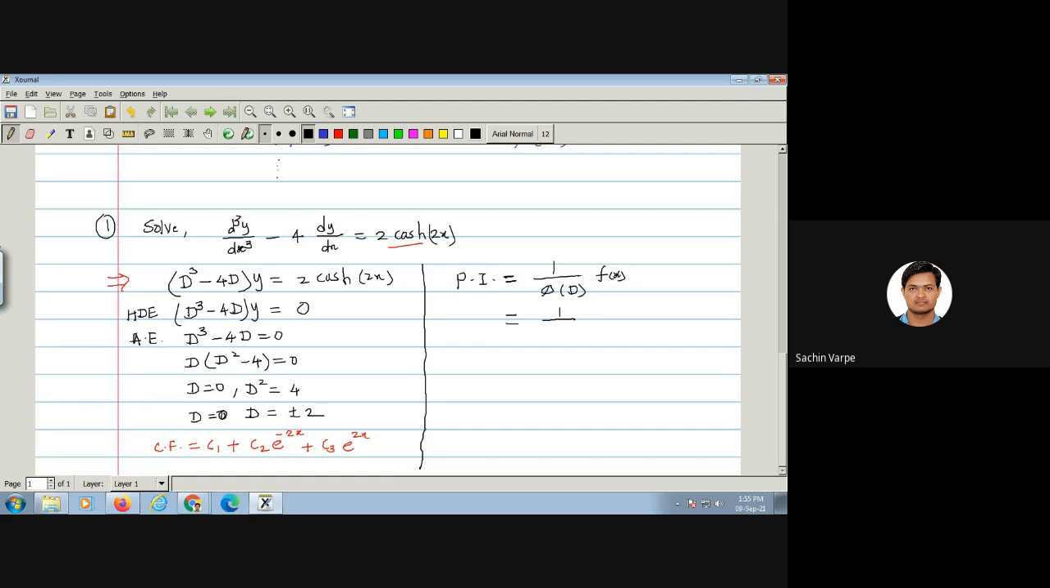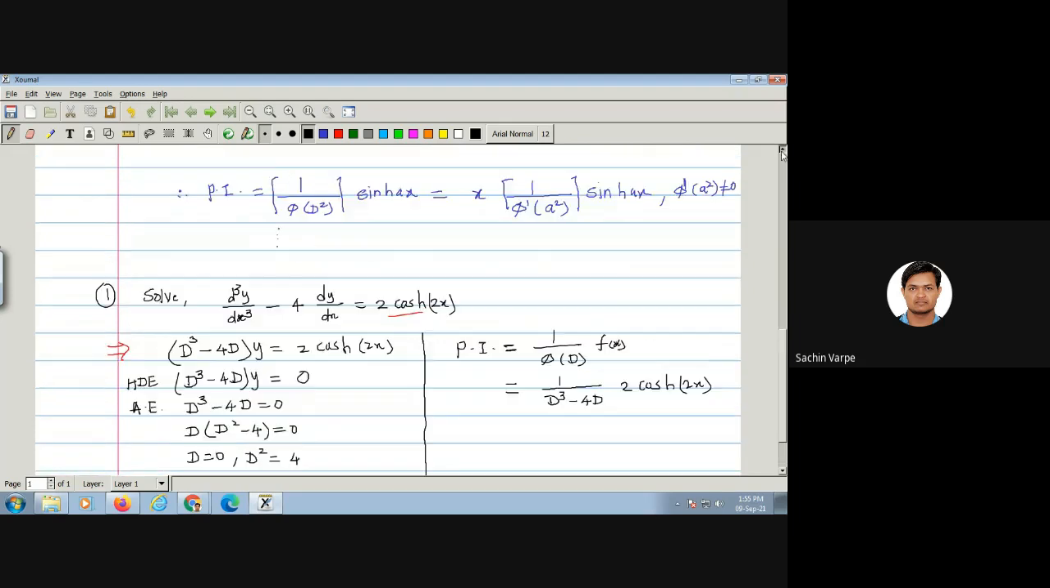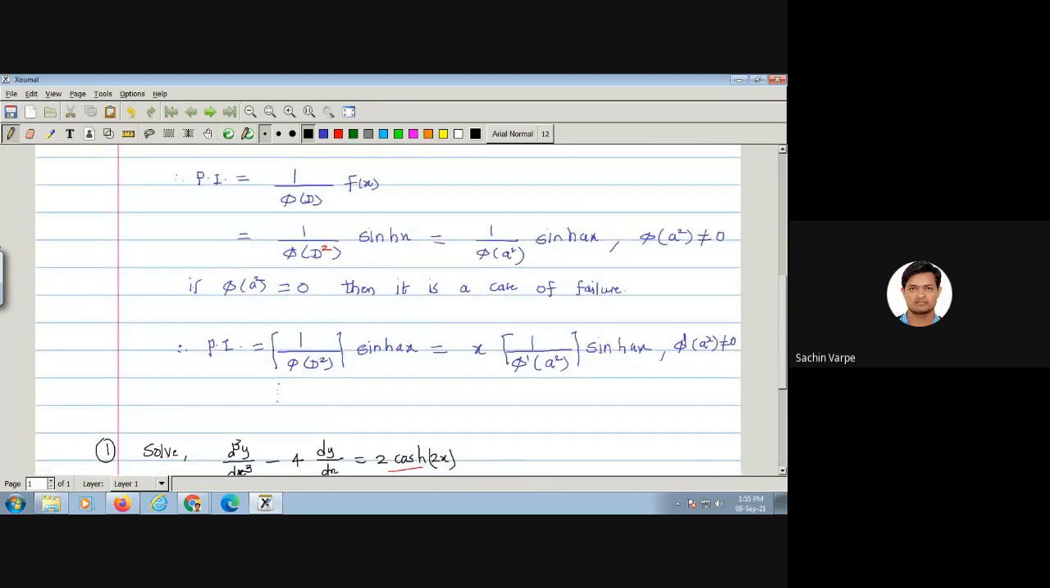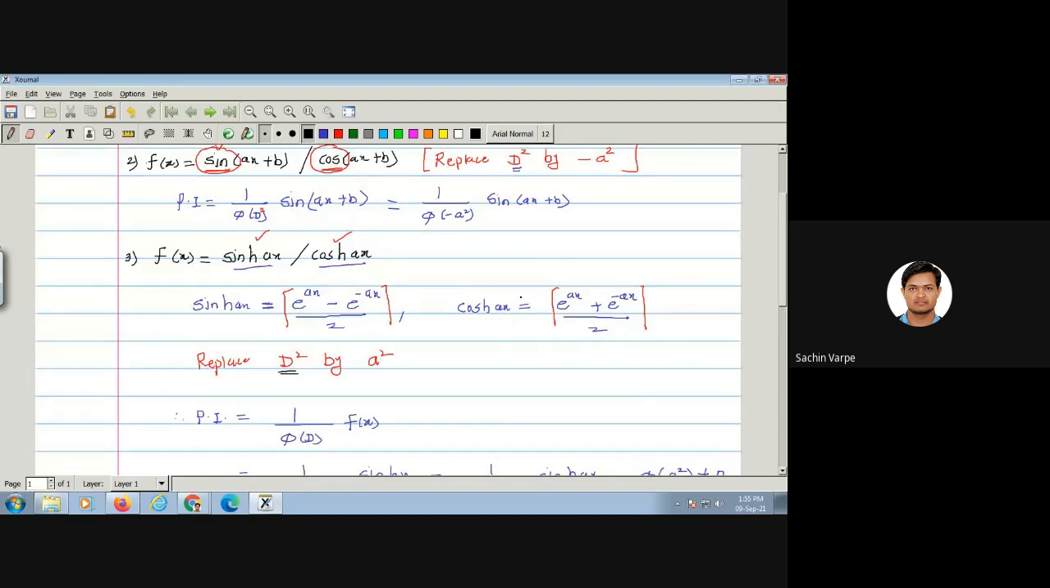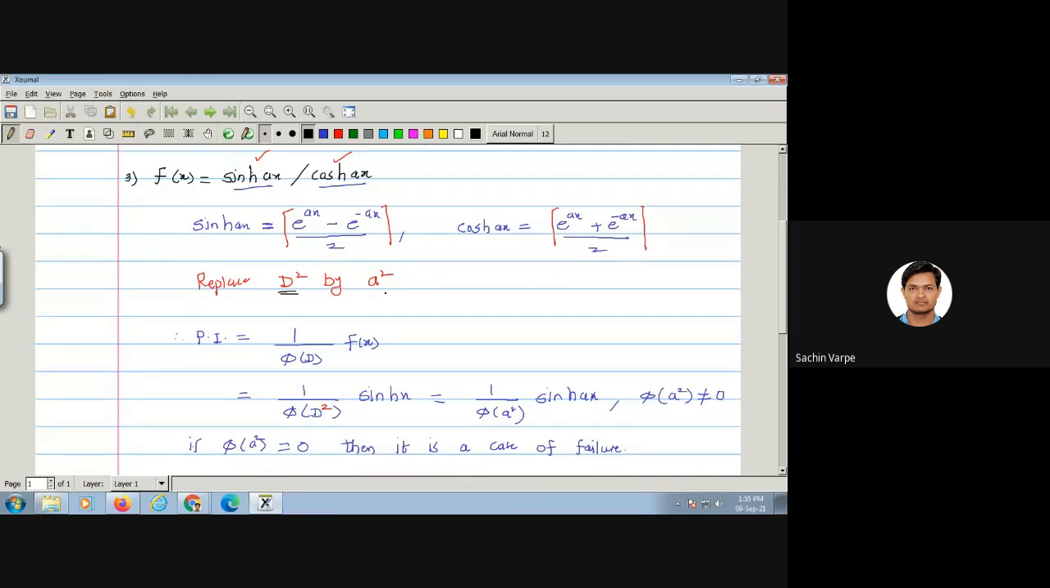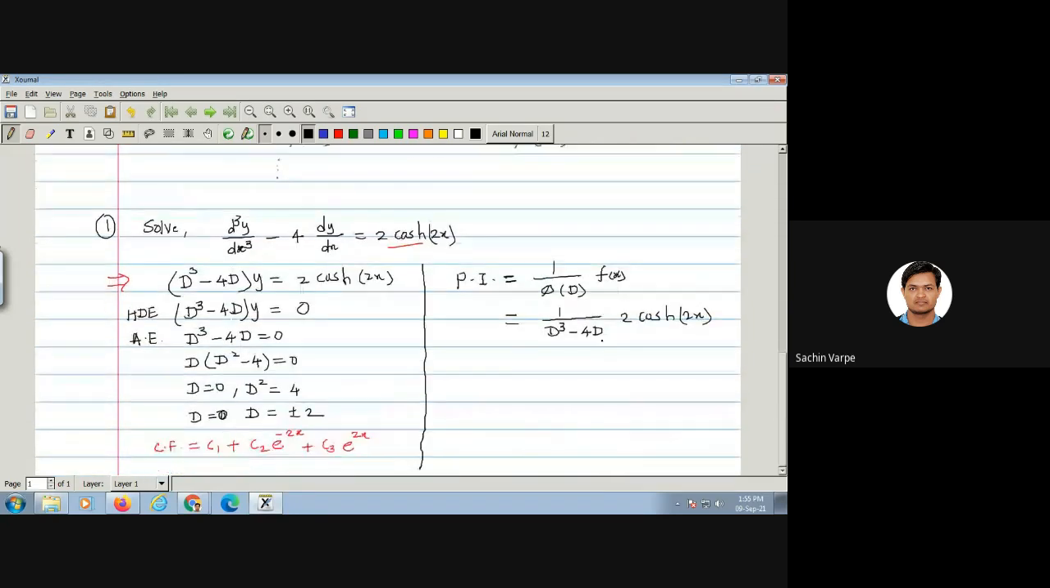So what is phi of D here? It is D cube minus 4D, and f of x is 2 into hyperbolic cos 2x. Clear? So what does the method say? Replace D square by plus a square. Please don't get confused between normal sine and cos and hyperbolic sine and cos. In normal sine and cos, we replace D square by minus a square, and here in hyperbolic functions, we replace D square by plus a square. So here, replace D square by plus a square. What is a here?